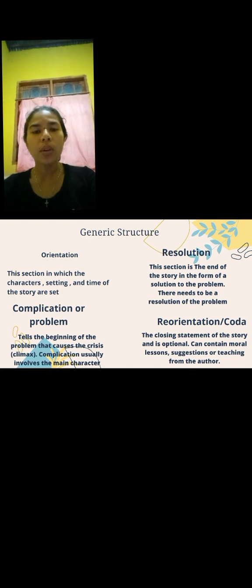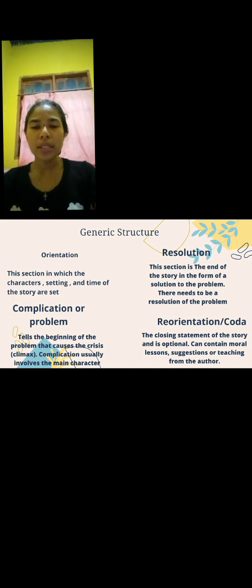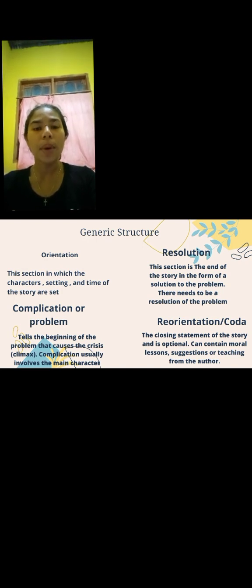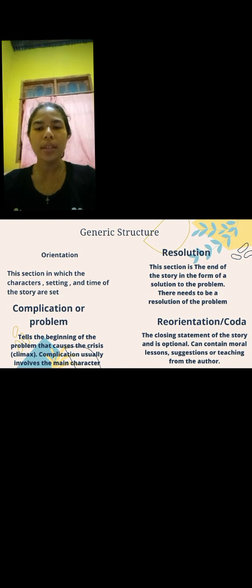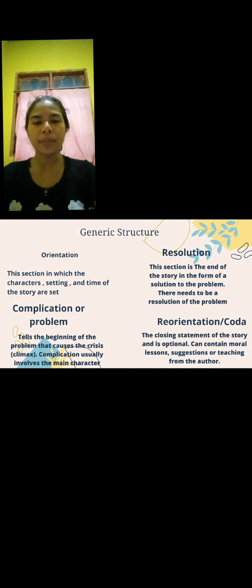There are four generic structures. First, orientation. Orientation is where the character, setting, and time of the story are set. Second, complication or problem. This section is the beginning of the problem, the cause, the crisis, or climax. Complication usually involves the main character.